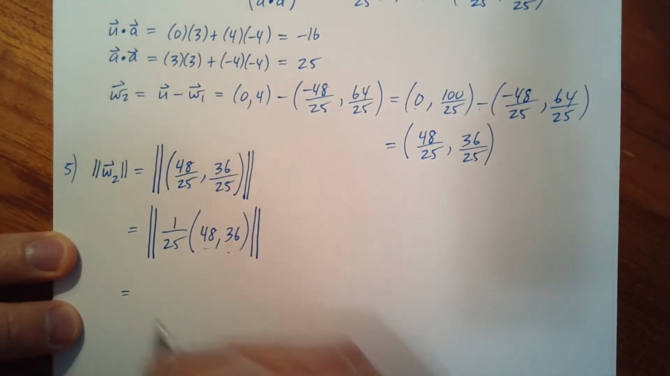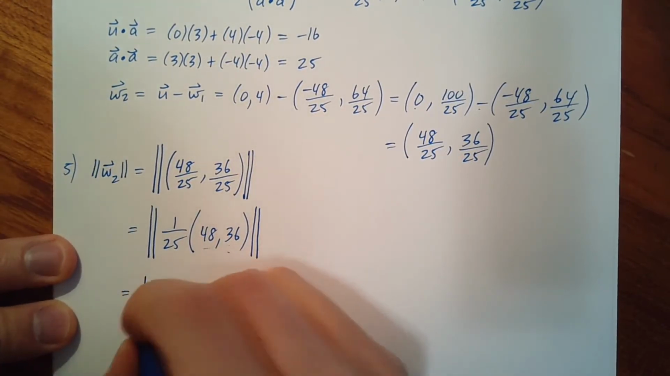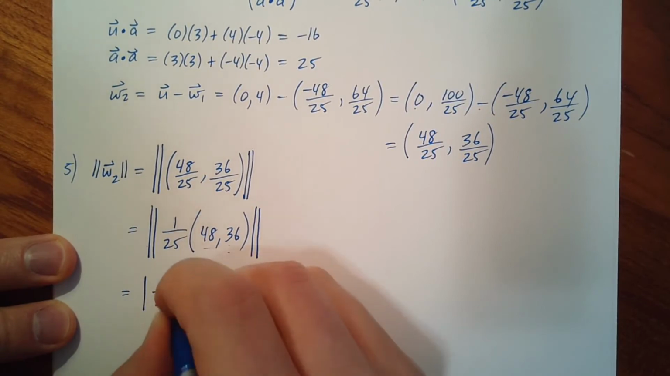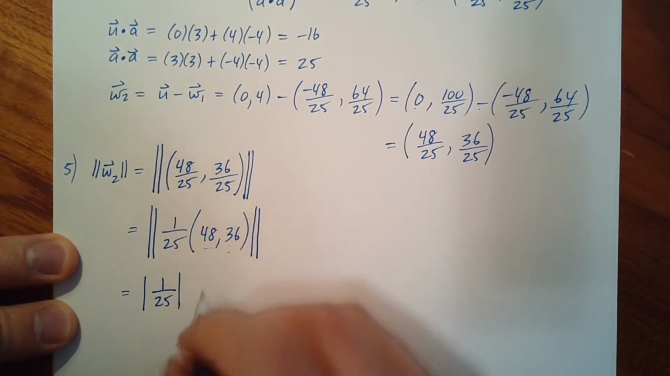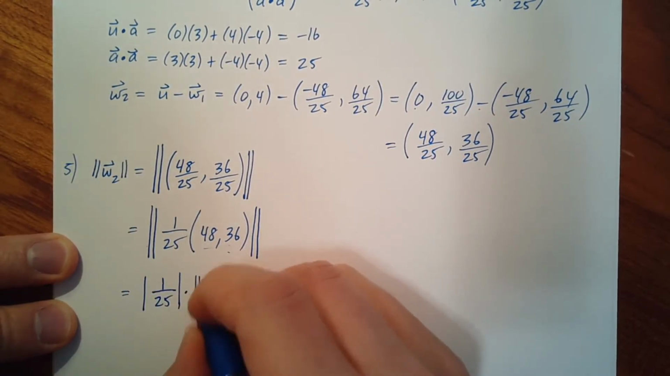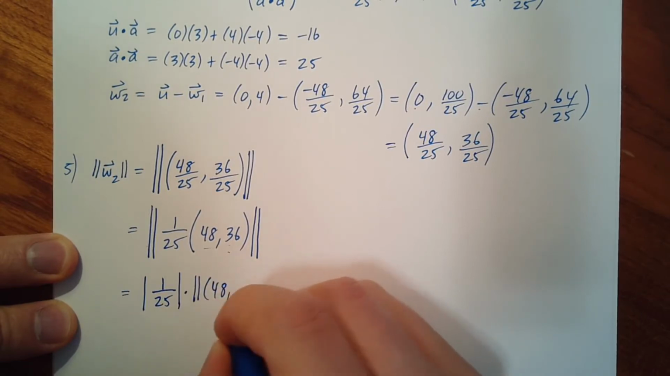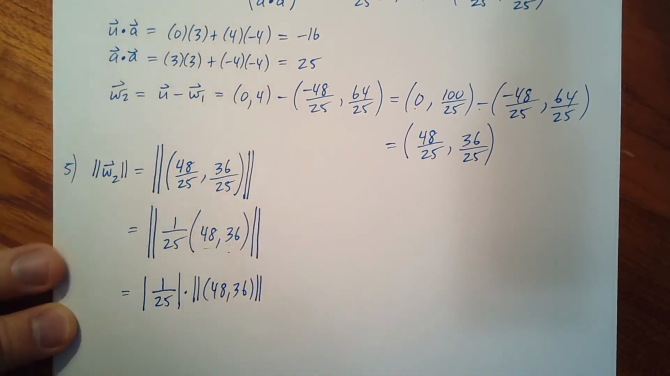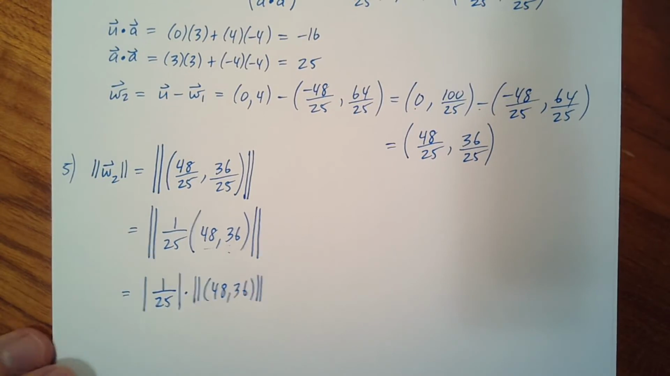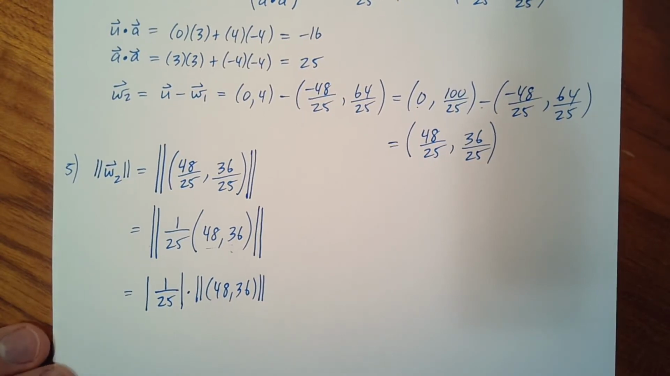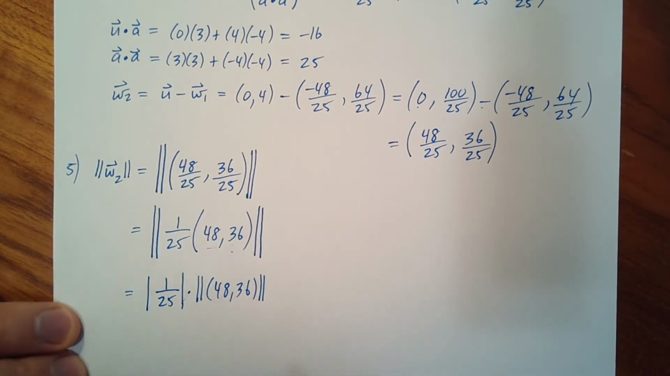So if I'm really being careful here, I'm going to say the absolute value of 1 over 25 multiplied by the norm of the vector 48, 36. And you're probably already looking at this and saying, well, 1 over 25 is positive, so what are those absolute value bars doing? Nothing, right? So we can just drop them on the next step.